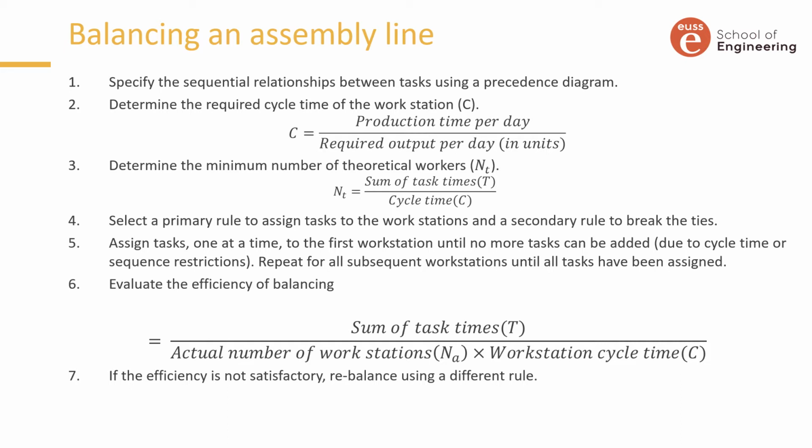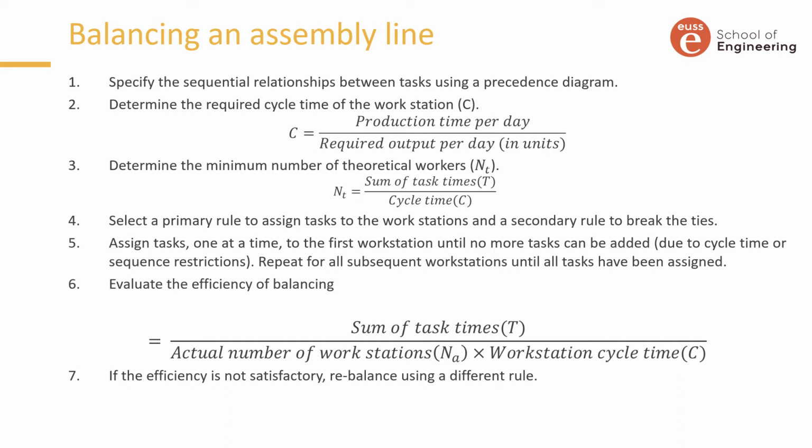Important point. If the secondary rule as well gives us a tie, it means that after primary rule tie and secondary rule tie, it's not important. Arbitrarily, we select and assign those tasks, okay, because they are indifferent.